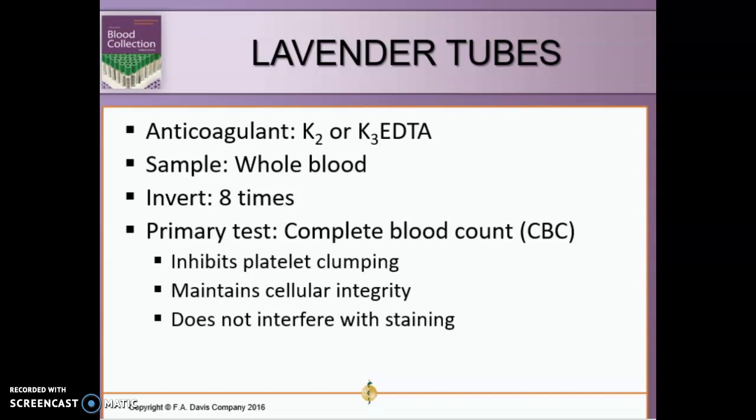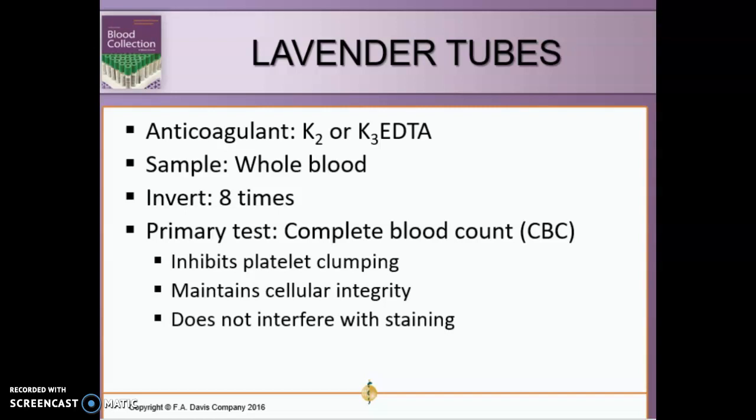I will tell you that you will see a lot of questions based on tube colors, like the anticoagulants, what sample types you are collecting, how many times you invert, and so on and so forth. Please make sure that you make some note cards and learn your tube colors and the ingredients. This chapter 2 can be very challenging because it's a lot of information. So I do encourage you to start making note cards and learning these tube colors.